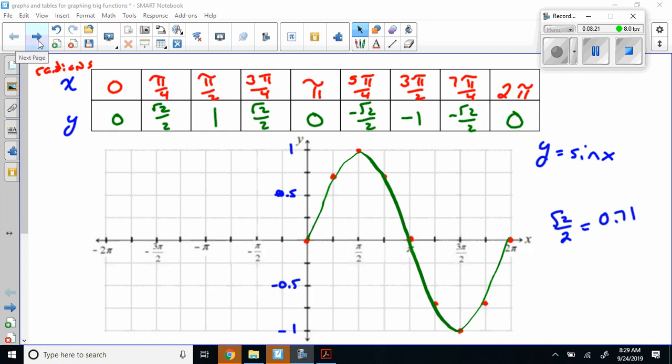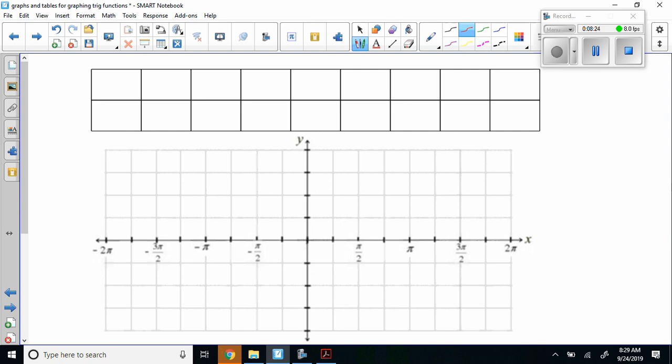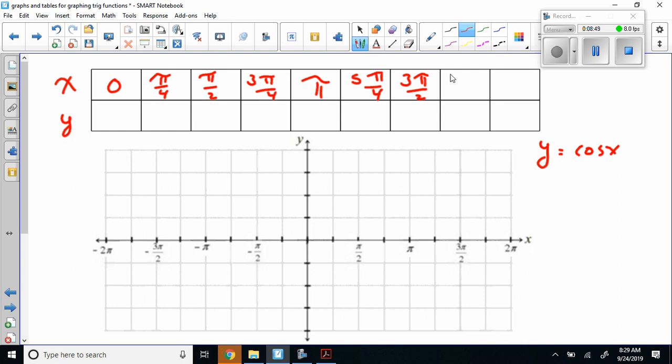Okay, let's look at the cosine. So y equals cosine x. So we got x values, we have y values, right? So the x values are 0, pi over 4, pi over 2, 3 pi over 4, pi, 5 pi over 4, 3 pi over 2, 7 pi over 4, and 2 pi. All right, so give me the values. What are my y values?